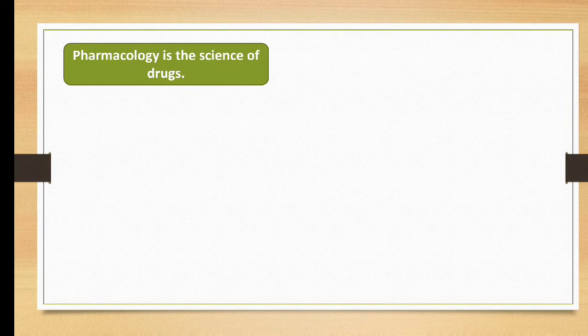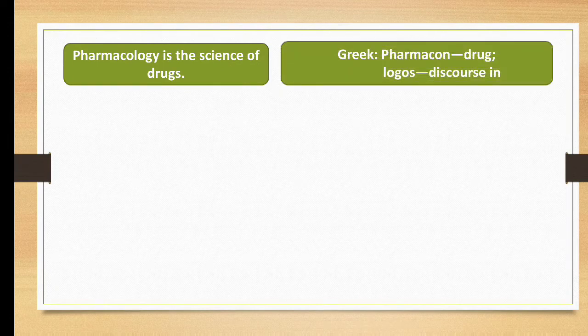So basically, pharmacology is the science of drugs. In Greek, pharmakon means drug and logos means discourse. So as it is saying, pharmacology is the science of drugs. This subject mainly deals with the study of what a drug will do. Like whenever you consume a drug, what will happen? See, a drug is a chemical substance and it is an exogenous substance.